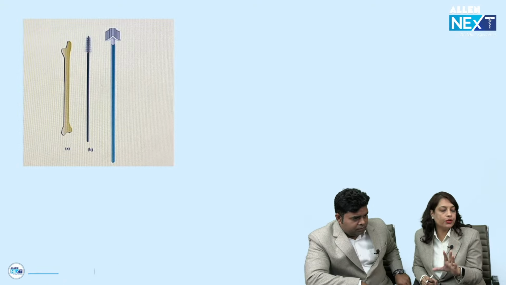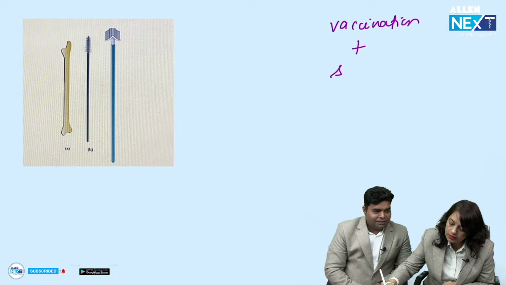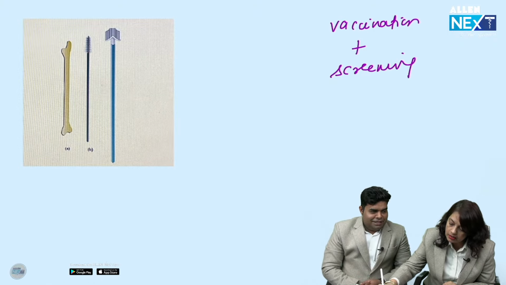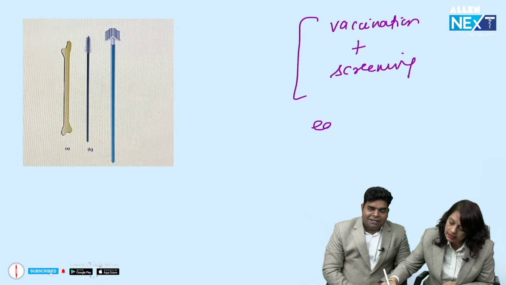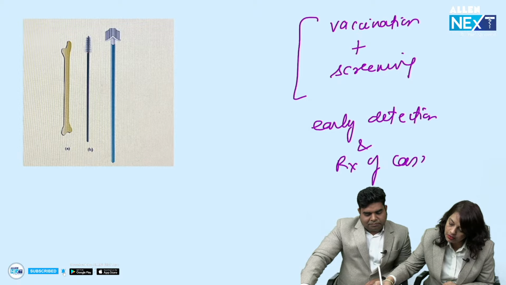Now, I just mentioned 90, 70, 90. This is for eradication of cancer cervix. Many of you students, this might be a new word for you, cancer cervix eradication. This is possible by vaccination, screening, and that is early detection and treatment of cases.